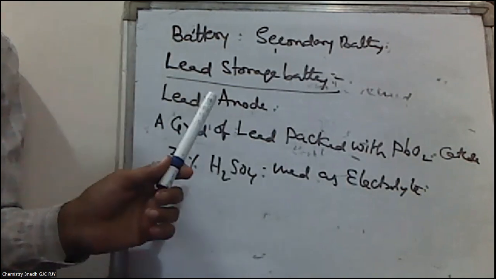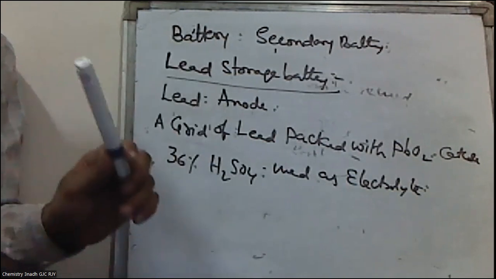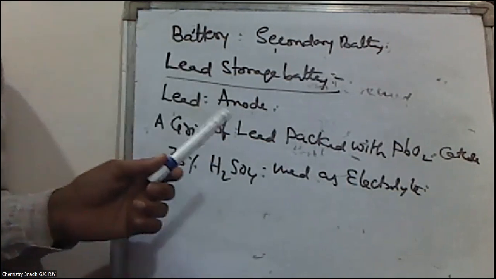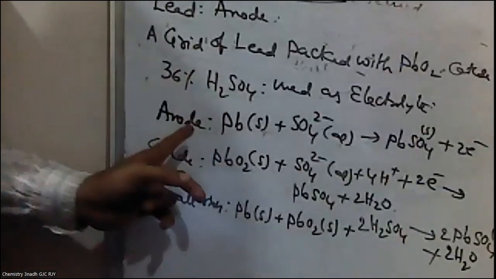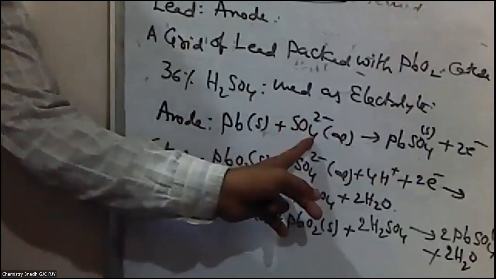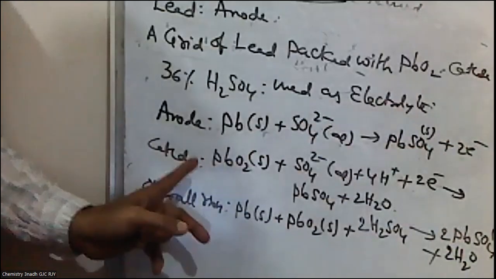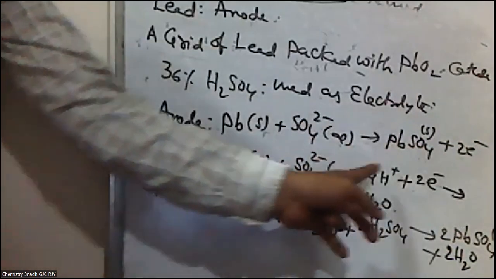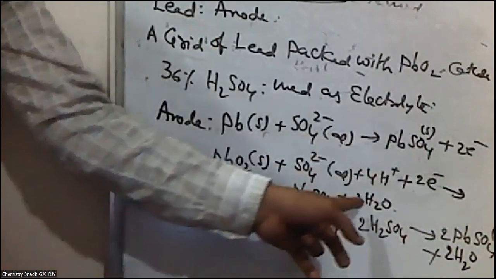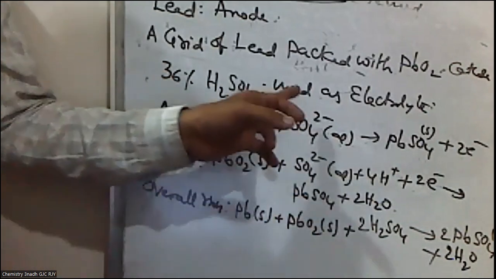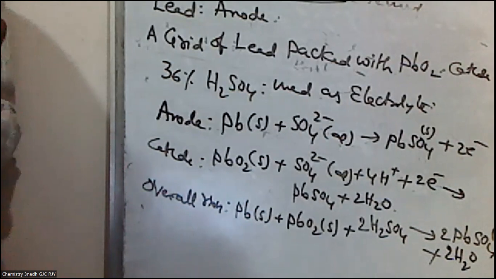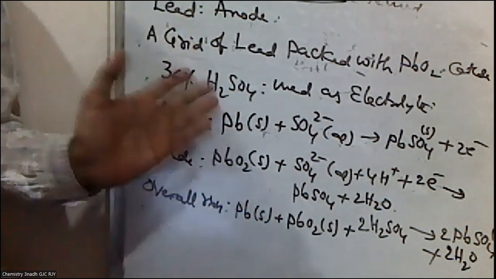The main reactions occurring at anode and cathode during discharging are: at the anode, solid lead reacts with sulfate and precipitates as lead sulfate, Pb plus SO4 2- gives PbSO4 plus 2 electrons. At the cathode, PbO2 plus SO4 2- plus 4H+ plus 2 electrons gives PbSO4 plus 2H2O. And the overall reaction is like this. These are the reactions occurring during discharging, that is during the usage of the battery.